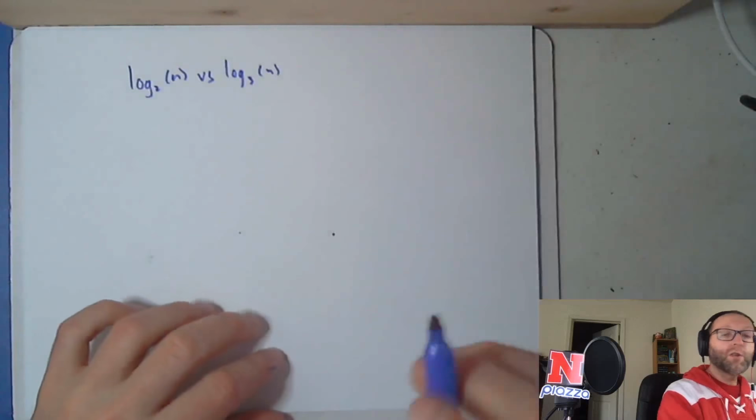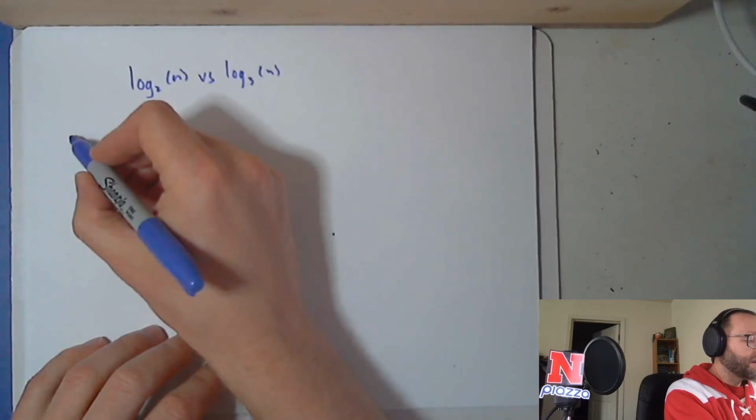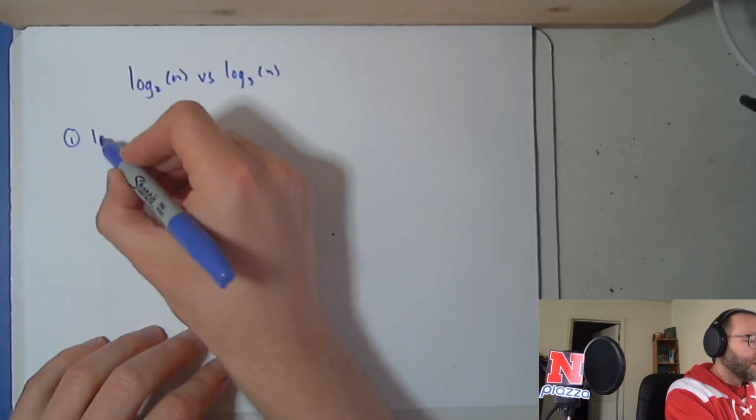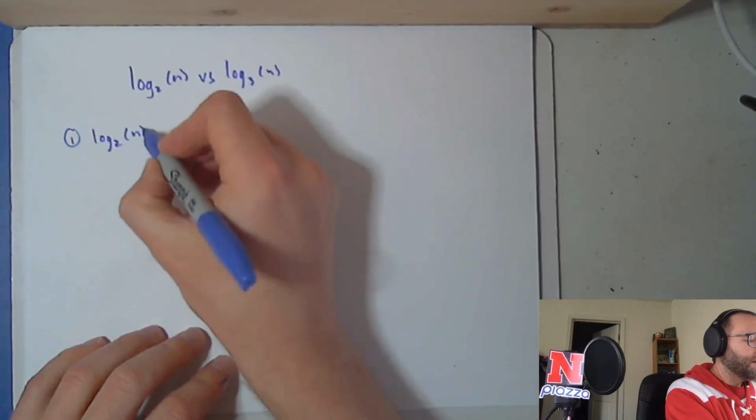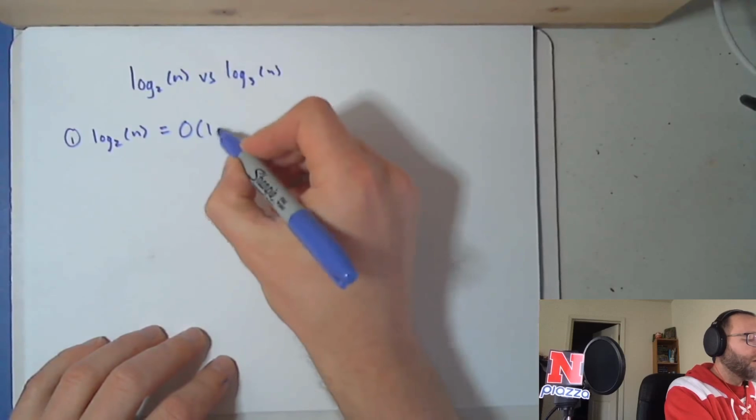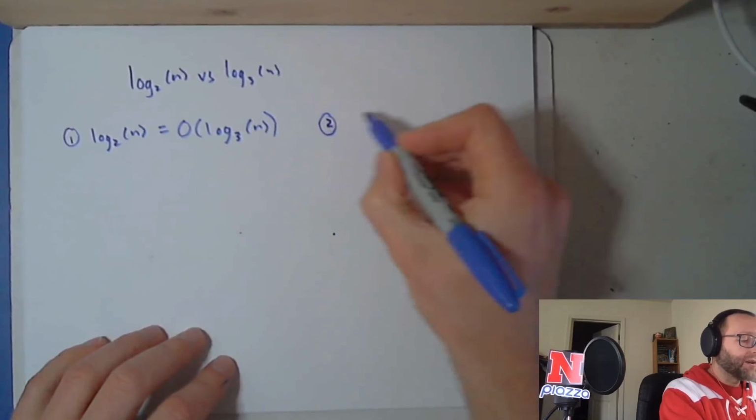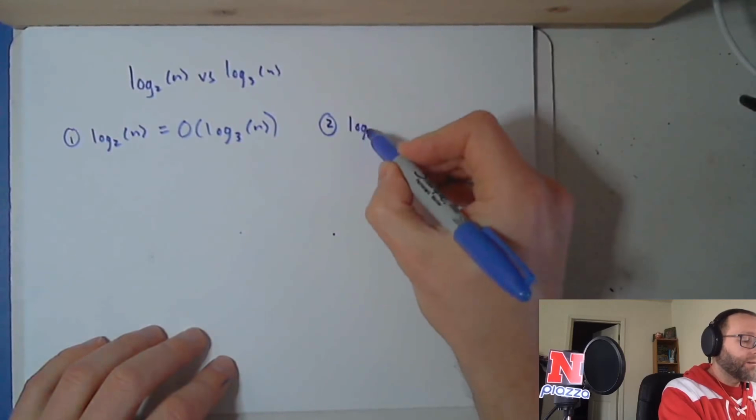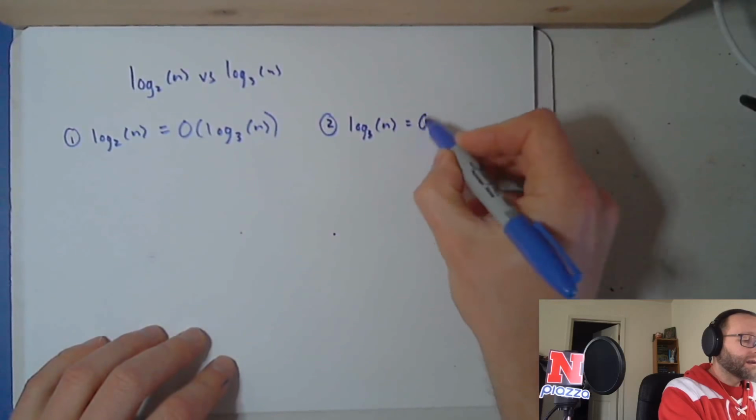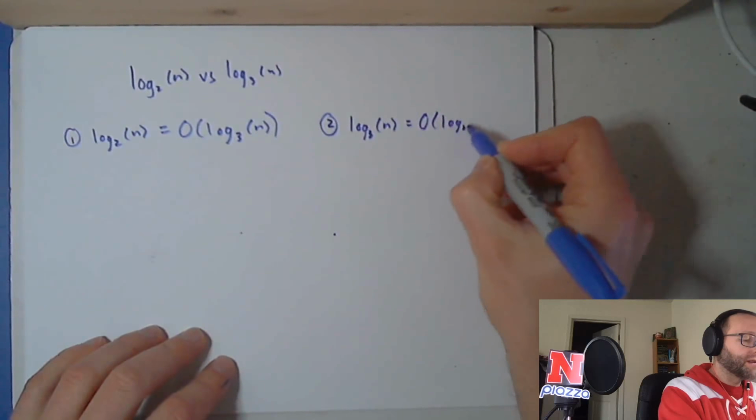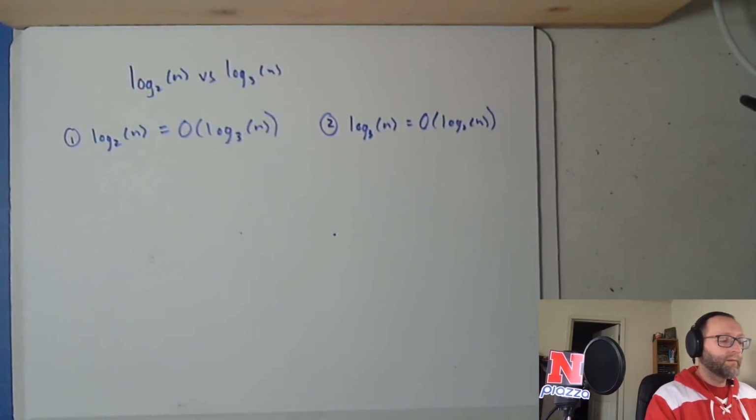Right? What I'm going to do is demonstrate that log base 2 of n is big O of log base 3 of n. And I'm also going to establish the other way around. Log base 3 of n is order log base 2 of n. Both of these things are true.